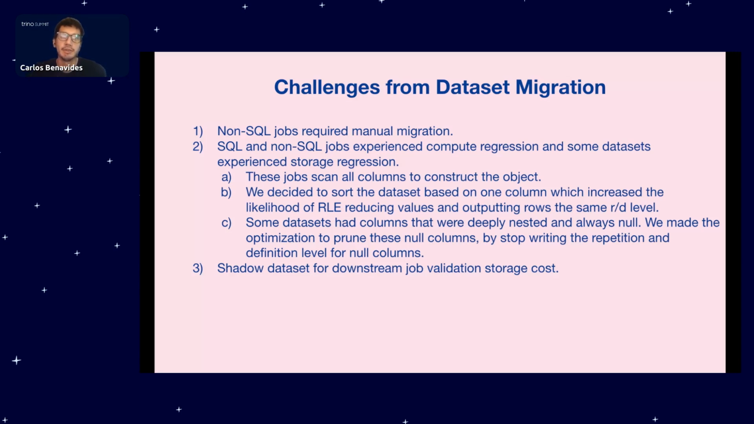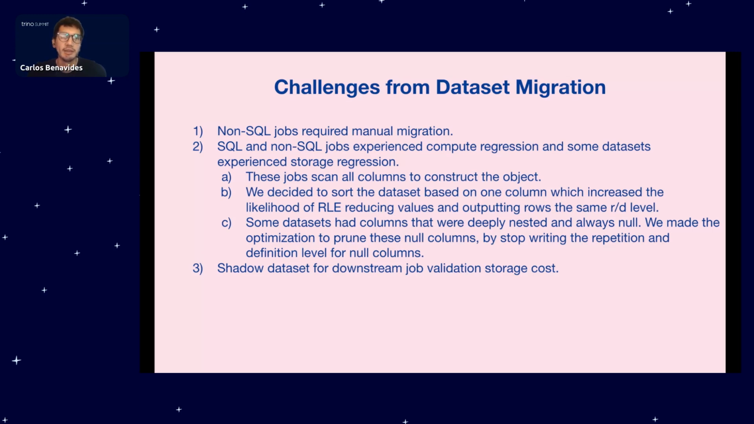Another issue we found was CPU regression where a Parquet column had deeply nested structs which were always null. This was causing jobs to spend up to 50% CPU time just to read these always null columns. We collected some stats to determine which columns would always be null, and then we pruned those columns by no longer writing the repetition and definition levels for them.